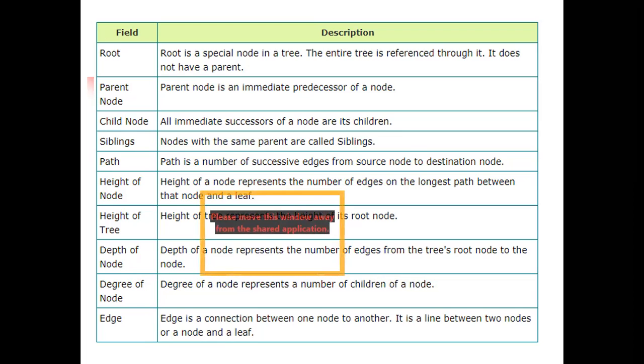Then we have height of node. Height of a node represents the number of edges on the longest path between that node and a leaf. Then we have a height of a tree. Height of a tree also depends on the number of elements or data you have and the root node. Depth of the node represents the number of edges from the root node to the node. Degree of node represents the number of children of a node. Edge is a connection from one node to another. It is a link between two nodes or a node and a leaf.